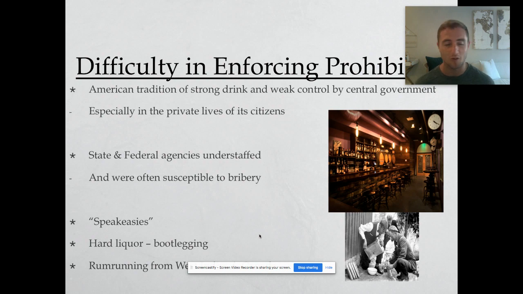The federal government from the get-go is understaffed and unable to come in and regulate the entire country for who is manufacturing or selling alcohol. And then an illicit trade of alcohol and manufacturing starts to mushroom, where we see these speakeasies, these private bars in which you would have to knock on the door and whisper softly for entry. And of course, the bootlegging, the illegal manufacture of alcohol.